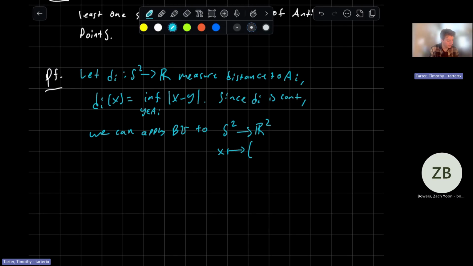Basically, we get a tuple containing the distances d1 of x and d2 of x, and we treat these as antipodal points, x and minus x. No, we find d1 of x and d1 of minus x, and then d2 of x and d2 of minus x. If either of these two distances is 0, then x and minus x both lie in the same set. On the other hand, if these distances from x and minus x to A1 and A2 are both strictly positive, then they must lie in the third one because they don't lie in any two of them.